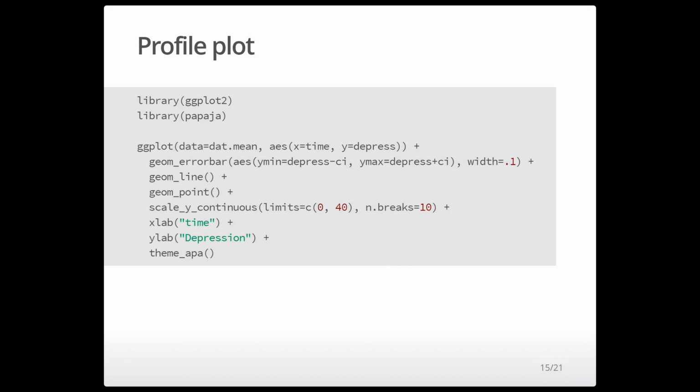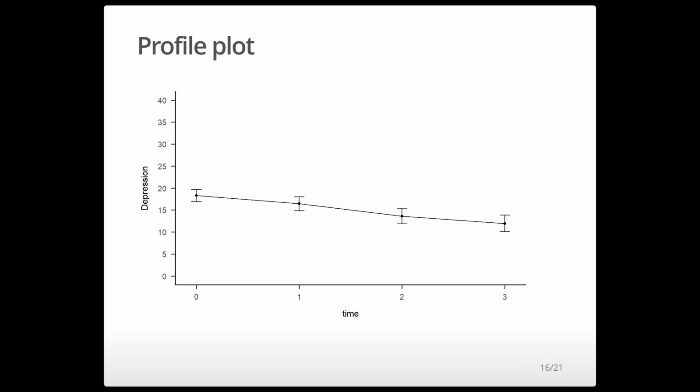And then we can plot the depression score at each time point just using ggplot the way we've learned. We're creating error bars here using the confidence intervals, and this will give us a nice plot that looks like this. So this tells us the average change over time for each time point as it's observed in our data, not modeled, just the actual observed averages for each time point and how they change.